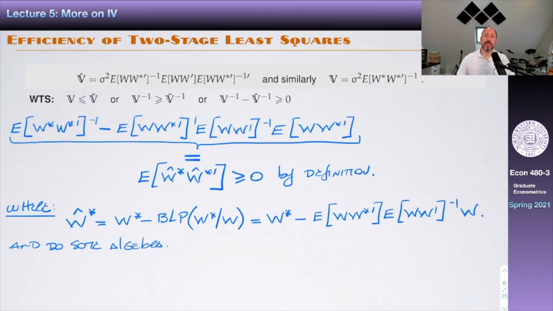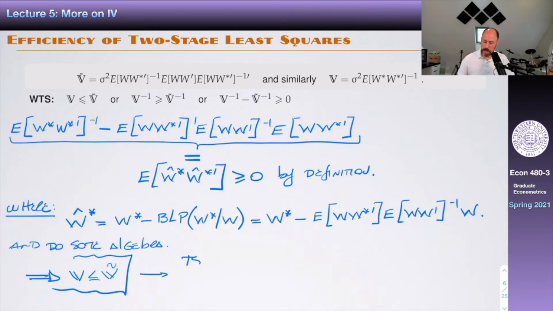So all you have to do here, and this is the step that I'm going to skip, is take this definition of W hat star and just compute this expectation. You're going to have some terms that cancel out, and then this is going to be equal exactly to this expression that we want. So as a result, we have that B is less than or equal to B tilde.